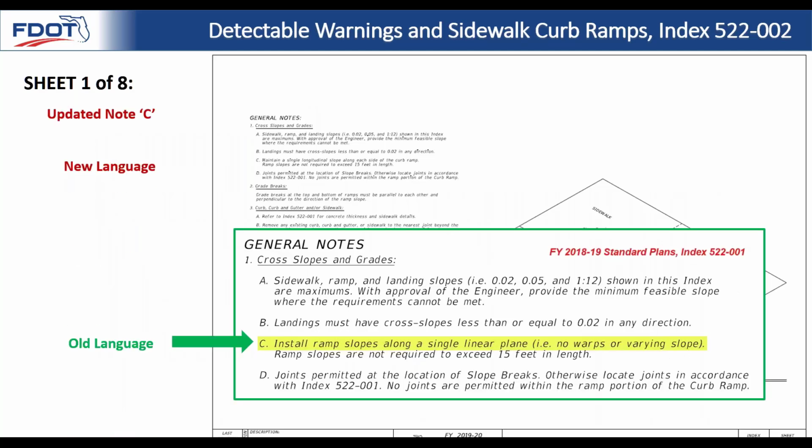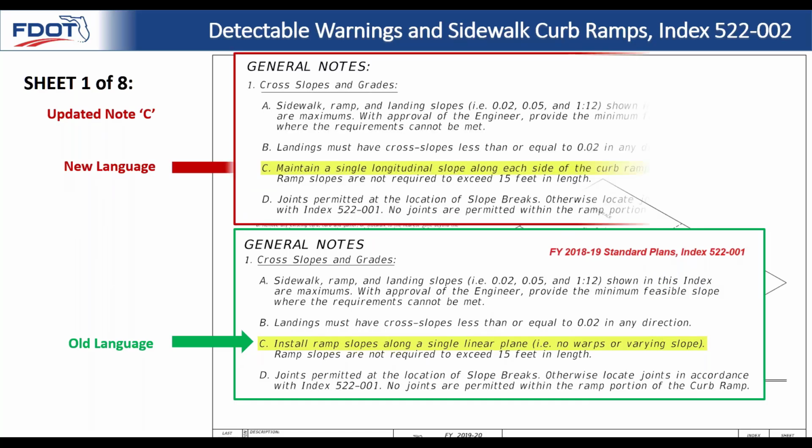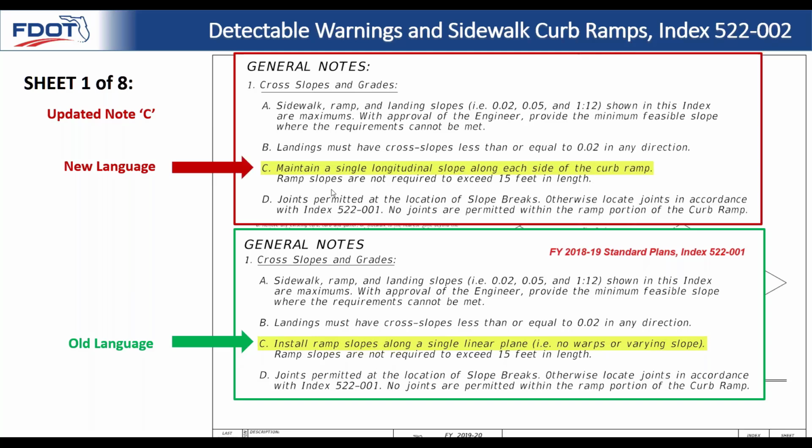However, that's not always practical, especially if you're trying to chase a grade along the mainline roadway. So a more practical approach is the new language that we applied to note C, which is just telling the contractor to maintain a single longitudinal slope along each side of the curb ramp, and that allows the ramp to match up with variations in roadway grade.